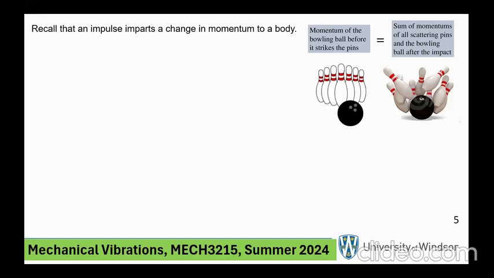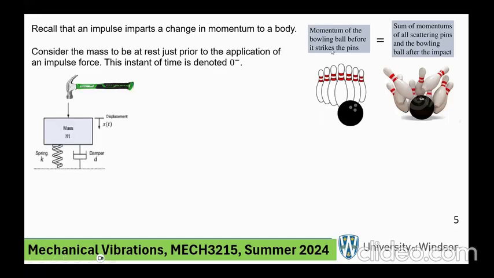An example is a bunch of billiard balls hitting each other, or a bowling ball hitting a bunch of bowling pins, etc. Remember, this is true only if there are no external forces. So what happens when we take a hammer, mount it on a spring and a damper, and we hit the block, this block of mass M, with the hammer?